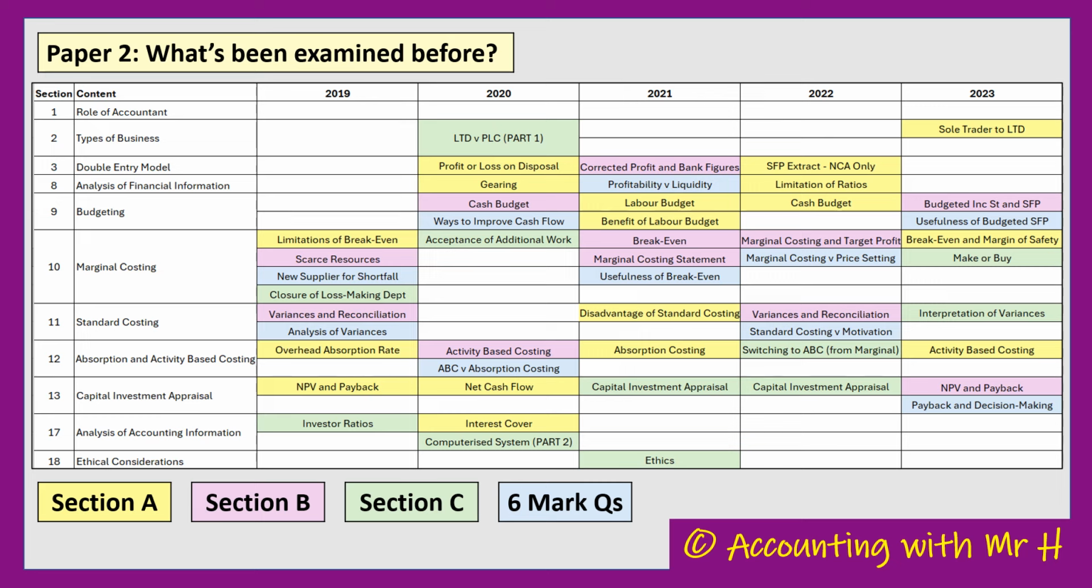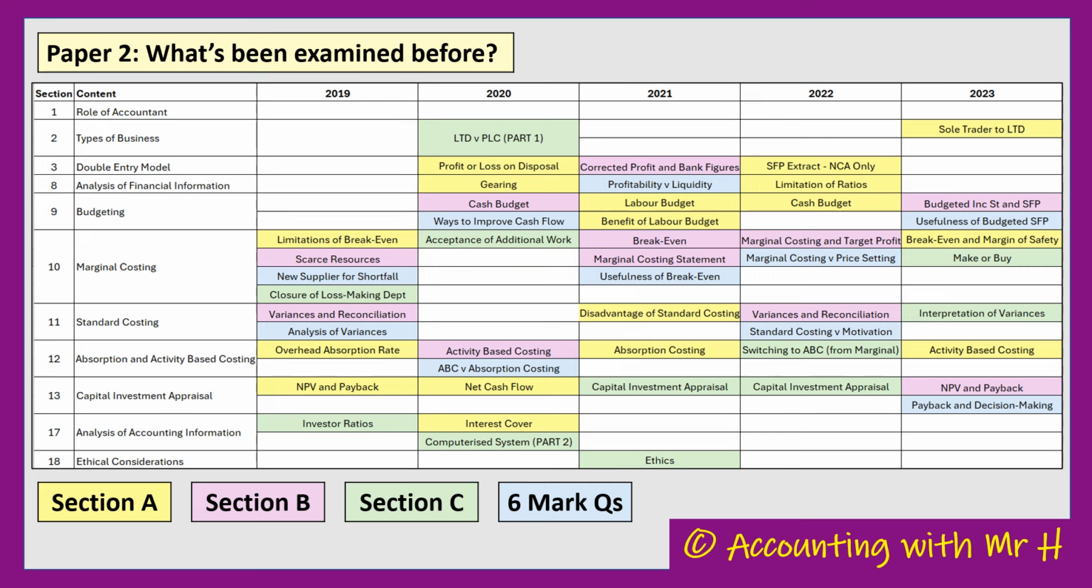One of the 25 markers in 2020 was to do with whether a company should change from a private limited to a public limited, but also whether they should introduce a computerized system of budgeting. So it sort of came into section 2 and 17. But then there's been nothing particularly notable in the last 3 years from section 17. And then section 18, ethics, again, that crosses over with paper 1. They like ethics in paper 1, and that has come up quite a few times in paper 1. But interestingly, you can see there, it did come up once as a 25 marker in 2021.